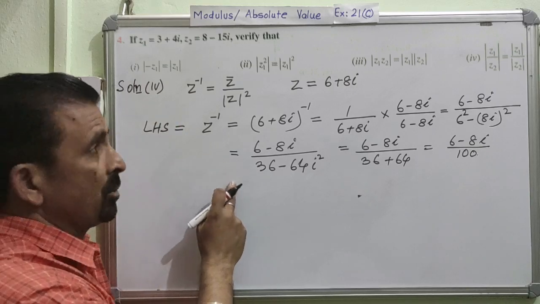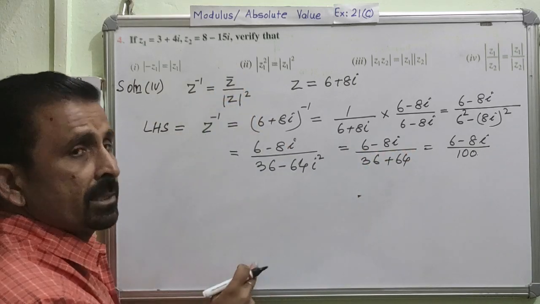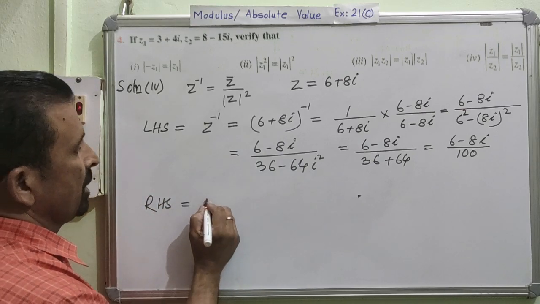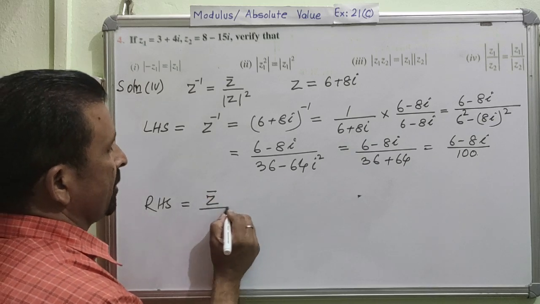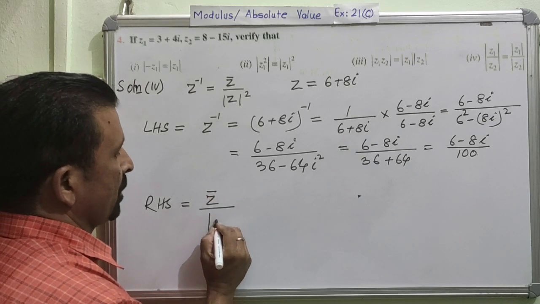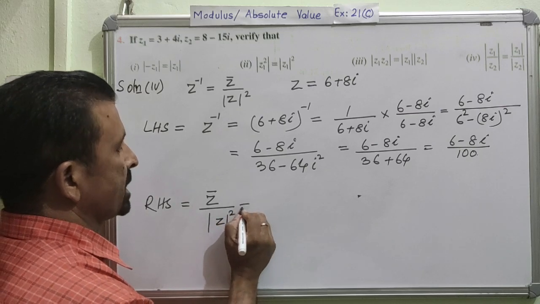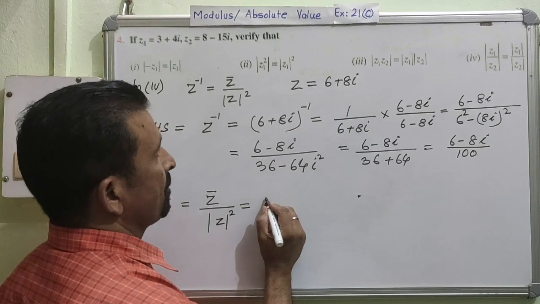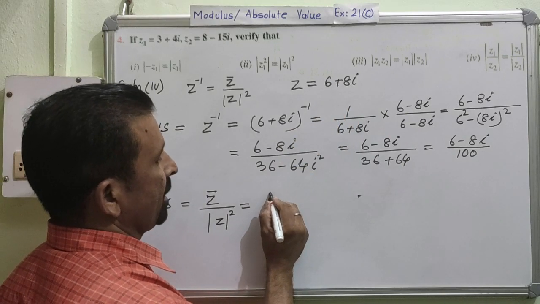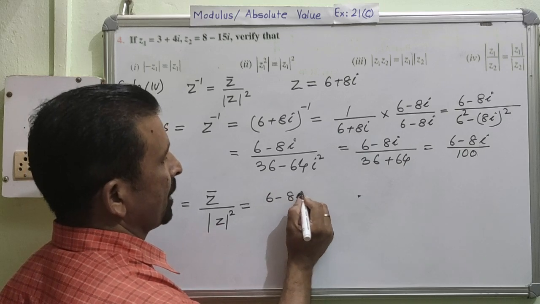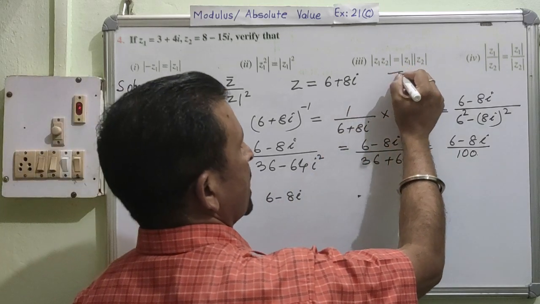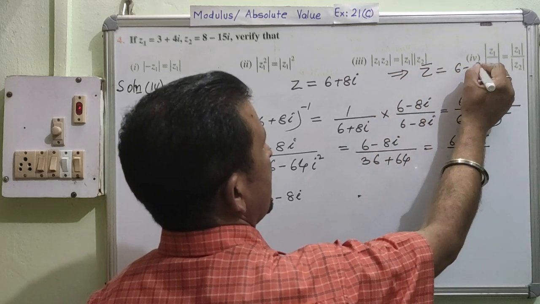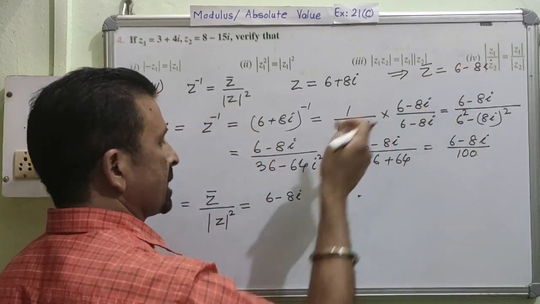Now, if this statement is true, then the value of the right hand side should also become the same thing. So let us check. Right hand side is equal to the conjugate of the complex number divided by the modulus squared of the complex number. Now, the conjugate of the complex number: the complex number is 6 plus 8i. That means the conjugate of this will become 6 minus 8i. For our convenience, we can write the value of the conjugate of this complex number here itself. This is 6 minus 8i. That means we are copying the value from this part here.